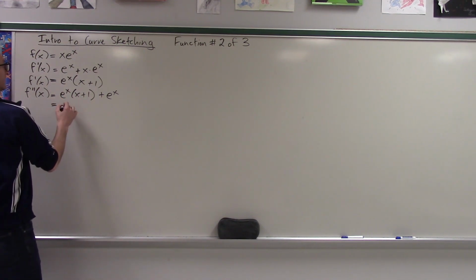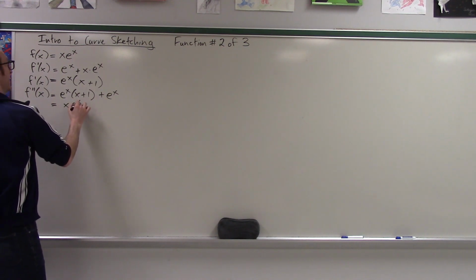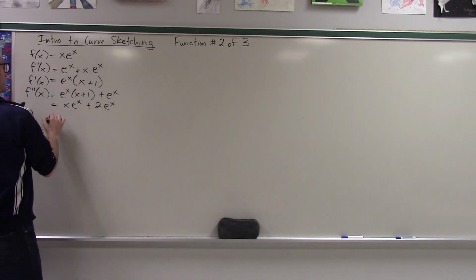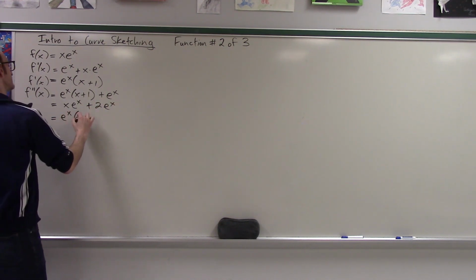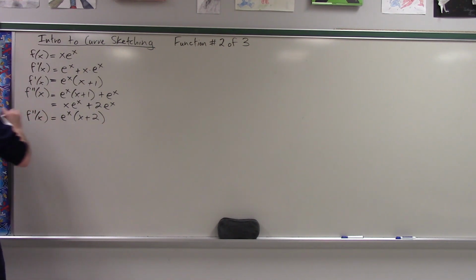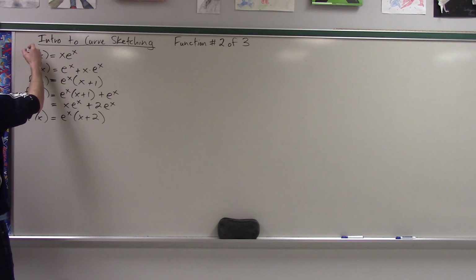So, okay, most people can probably do this in their head, but if you somehow can't, you're going to have an e to the x and another e to the x, so that's 2 e to the x. And so, in fact, this is e to the x times x plus 2. Okay, this time it was pretty easy to take the derivative, and also, once again, the derivative factored quite nicely.